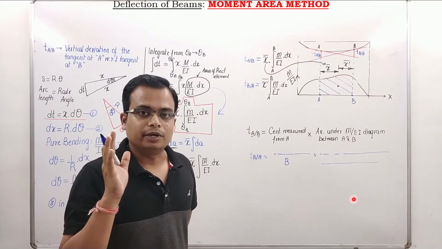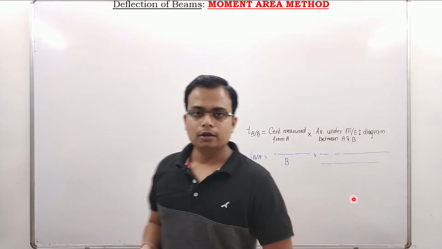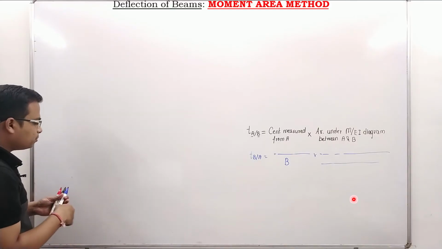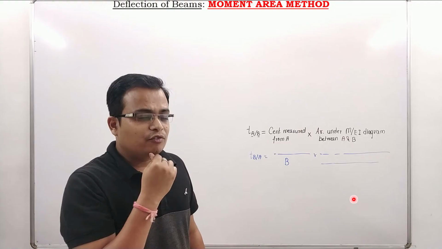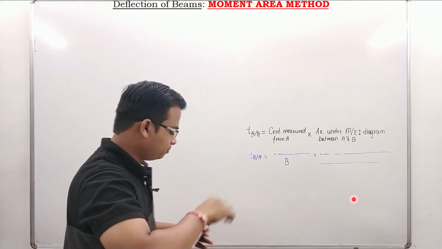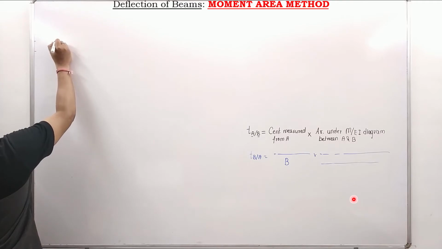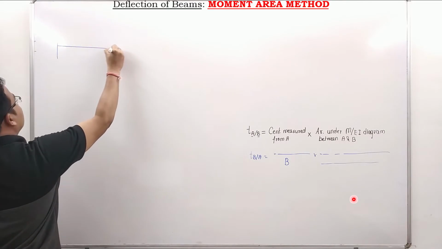Let's work them out together. So guys, the first example that we are going to take on will be based on a cantilever beam, and we shall try to find the deflection at the free end. Let me show that to you. It's like this. It's a cantilever beam like this.